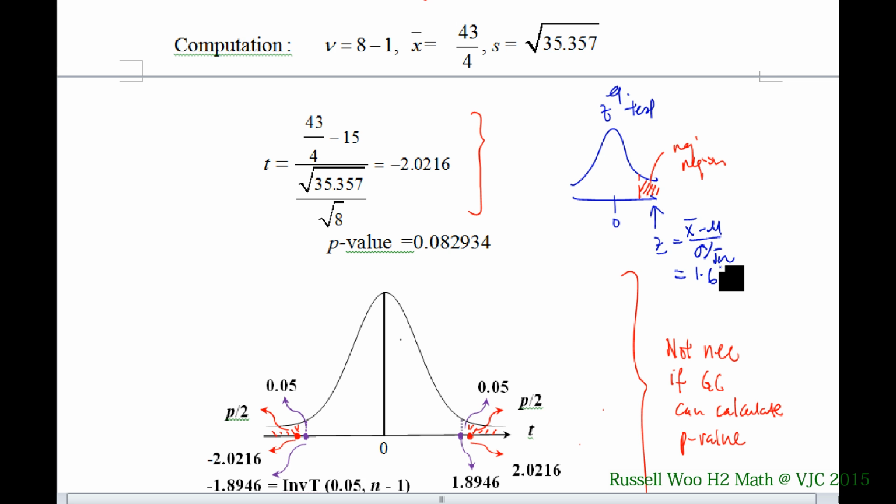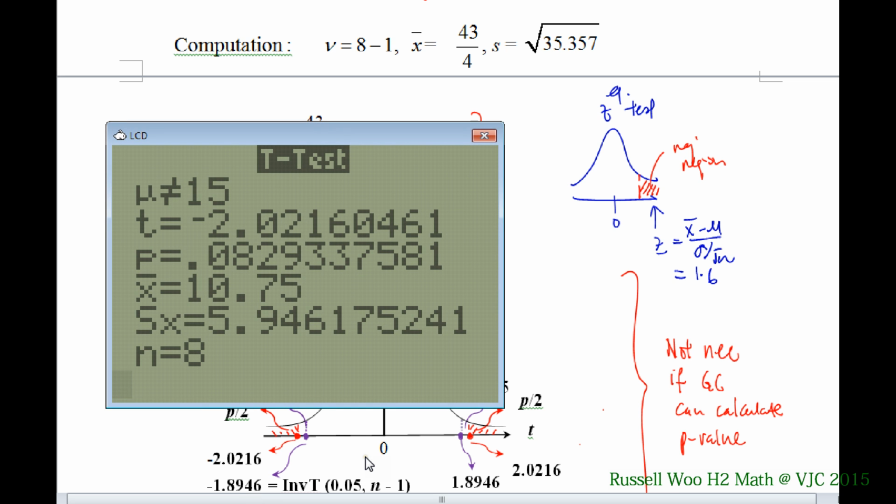Similarly, for your t-test, you have a t value. How you calculate this t value is exactly the same as how you calculate the z value. You just take x bar minus that mu naught, divide by, instead of sigma over root n, you put s over root n, and you get this specific value, the t value. Now, I know the GC can give us this. In fact, the GC can give us this directly without this calculation. Here. See?